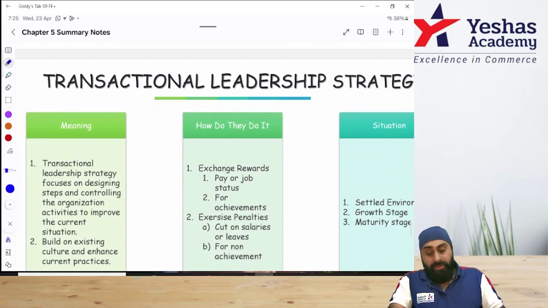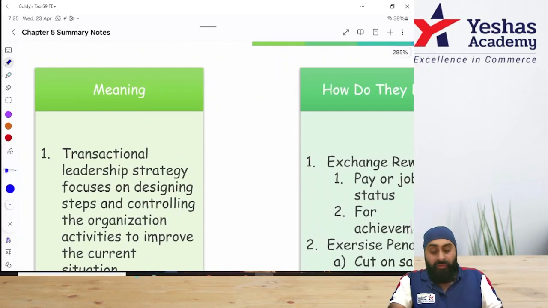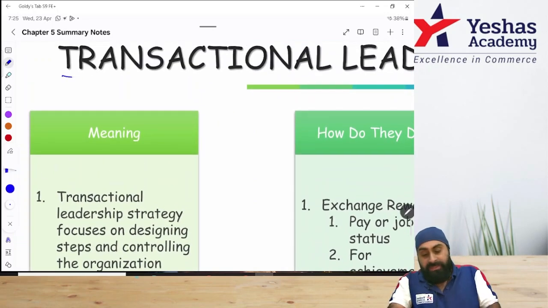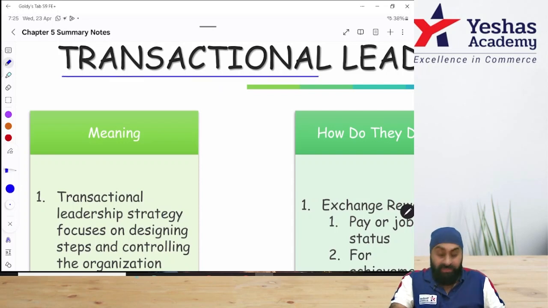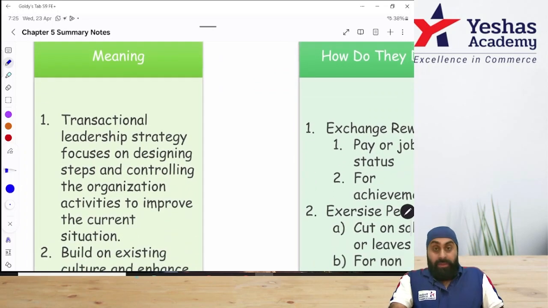Now we're going to talk about a very interesting topic of leadership, which is called transactional leadership. There are two types of leadership. One is called transformational, one is transactional. What is a transactional leader? Let's talk in detail about understanding a transactional leader.